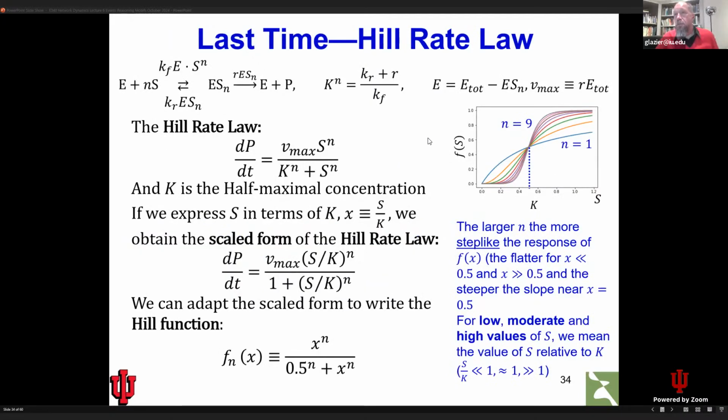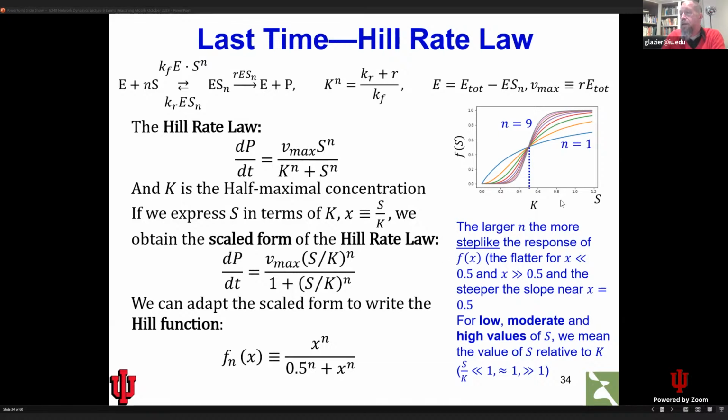And we started out by writing down the Hill rate law, which had the form V max times s to the n over k to the n plus s to the n. And the key thing here is that k is the half maximal concentration. So when s equals k, this is equal to 1/2 V max. And we looked at scaled forms. There are various ways of writing this that are convenient for different purposes.